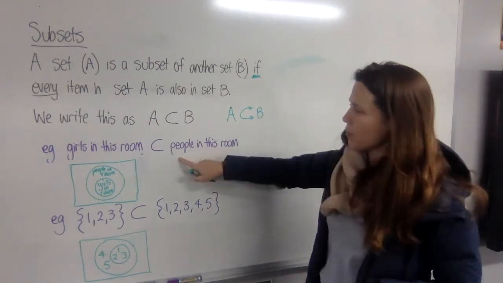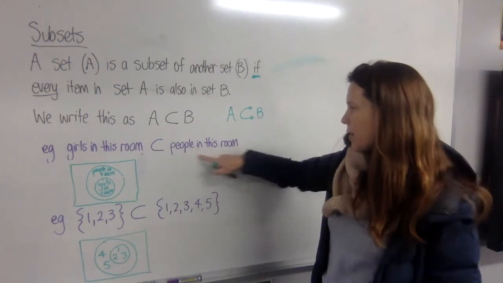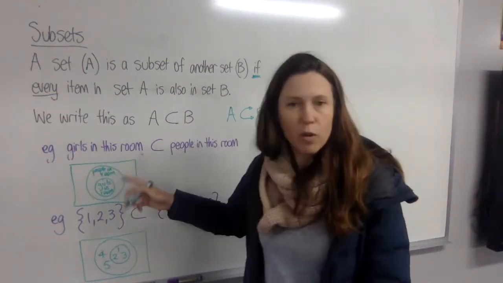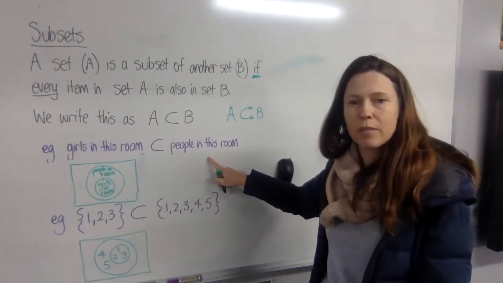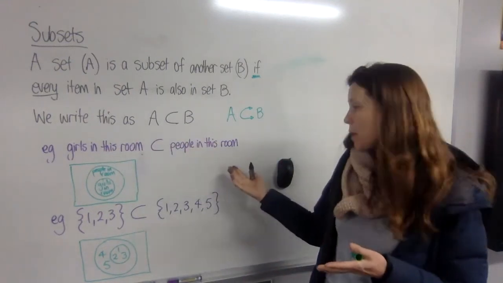Now, some examples. All the girls in this room are people. So if we've got a set and we call it the people in this room, then all the girls in this room are also part of that bigger set. But there'd be some people in the room, if there's some boys in the room, who are not part of the girls in the room, but they are part of the bigger set of people in the room.